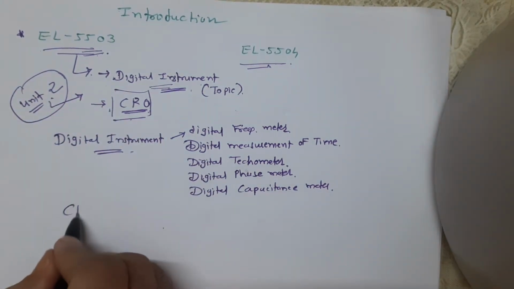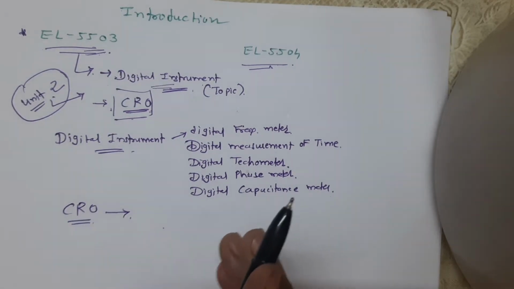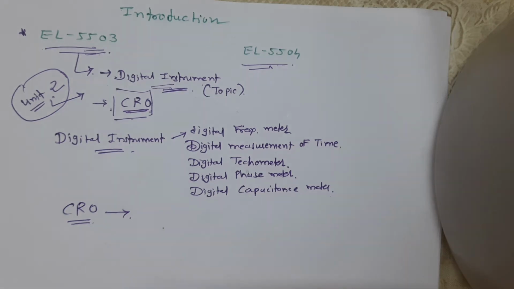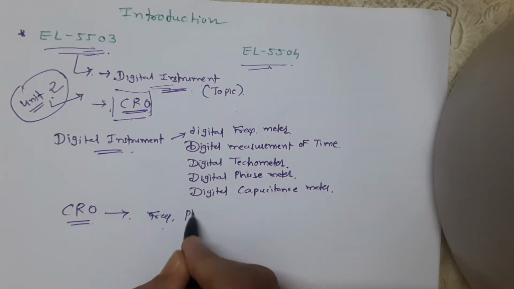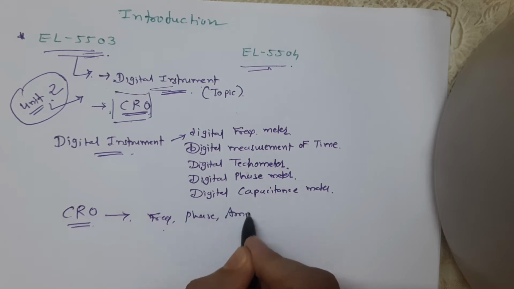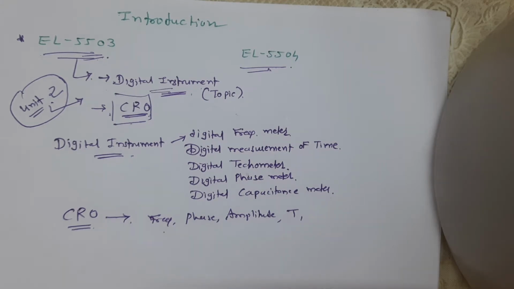The second one is the CRO. The full form of CRO is cathode ray oscilloscope. Be careful, it is not a generator. It does not generate any signal, it only displays the signal. With the help of this CRO, we can measure the frequency, phase, amplitude, periodic time, and such parameters of the signal.